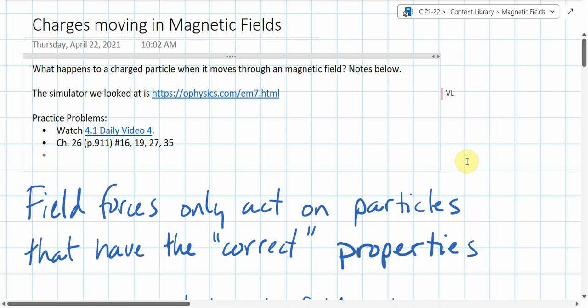Alrighty, let's talk about what happens to a charged particle when it tries to move through a magnetic field. In the interest of time, I'm not going to write the notes along with you. I'm going to try and make this as short as possible. So I'm actually just using my notes from last year.